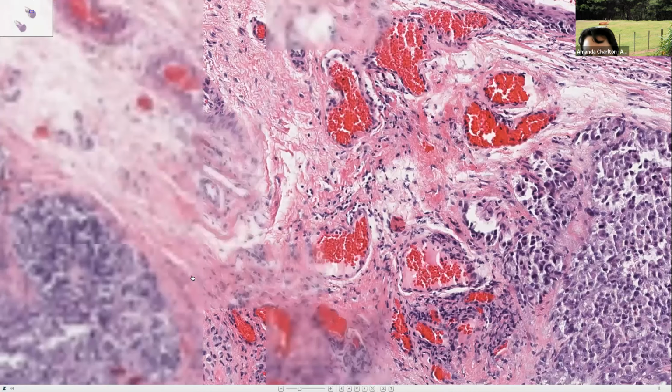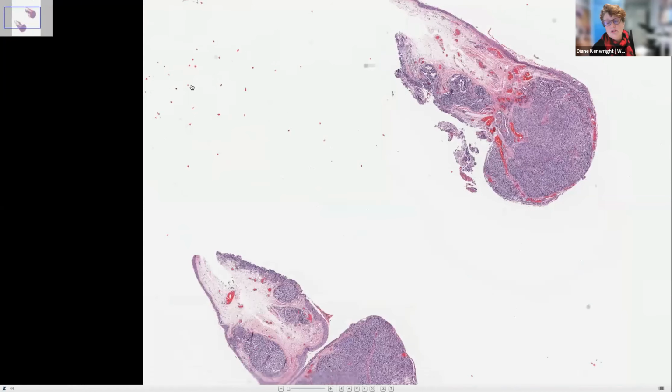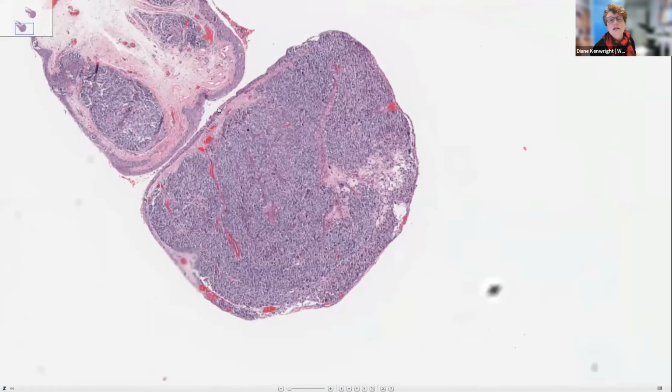Is there any brown stuff? I don't see any brown stuff. Amelanotic melanoma. Let's have a look at this other bit. Yeah. Here, is there any pigment over here?